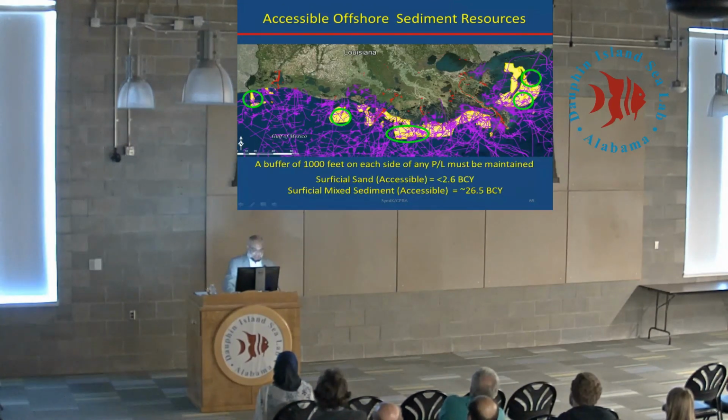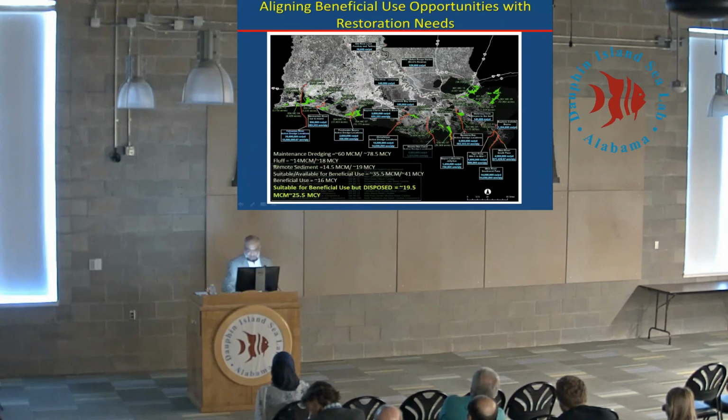But here is the rub. If you look at this, all this purple, guess what it is? It's all pipelines. And the pipelines really hamper the accessibility of the sediment. So that reduces a lot of the accessibility to the sediment. The availability is really much less than what it appears, because you have to give a safety buffer of 2,000 feet on both sides.